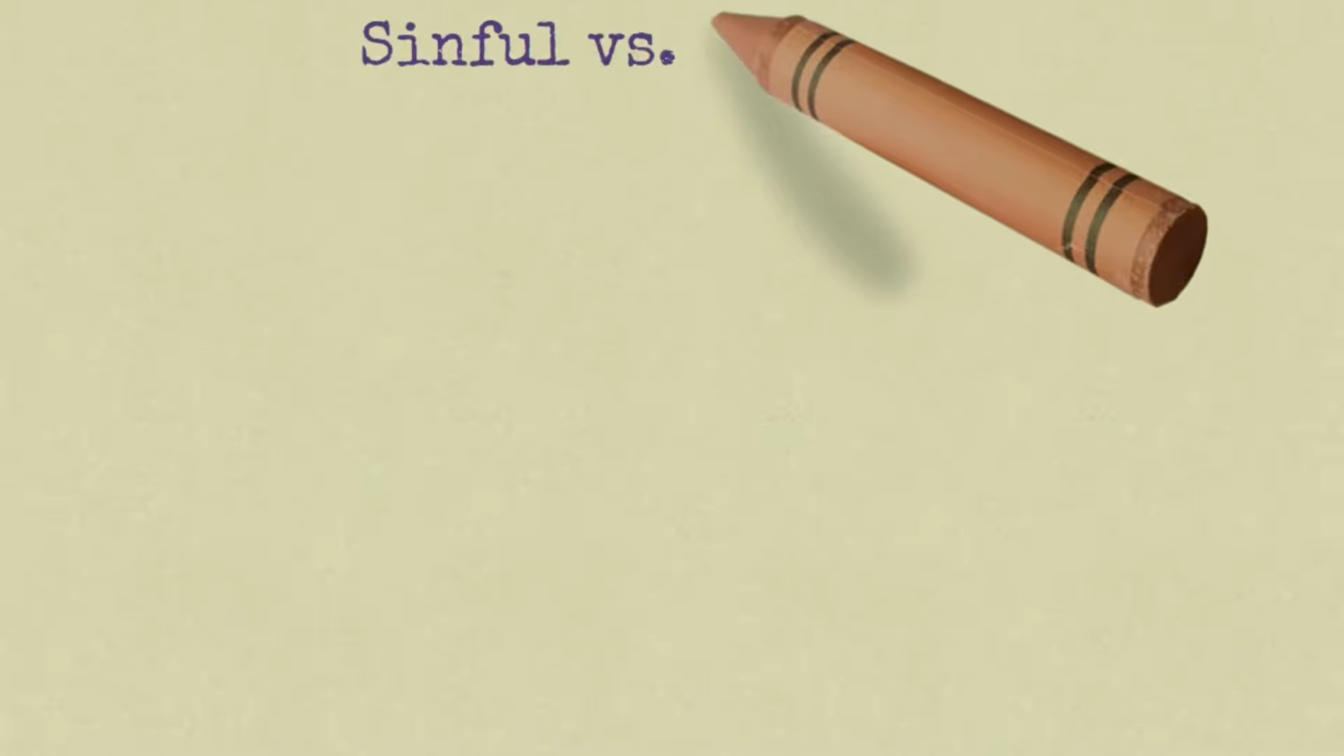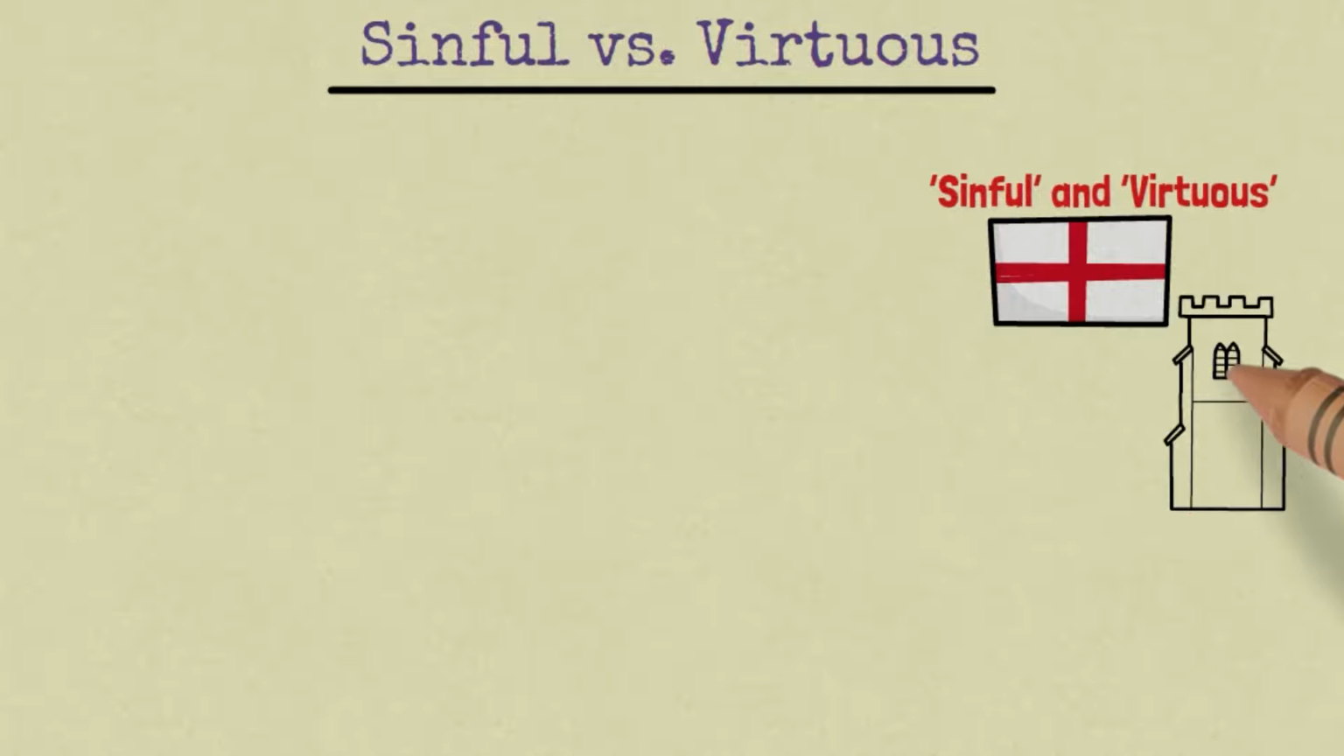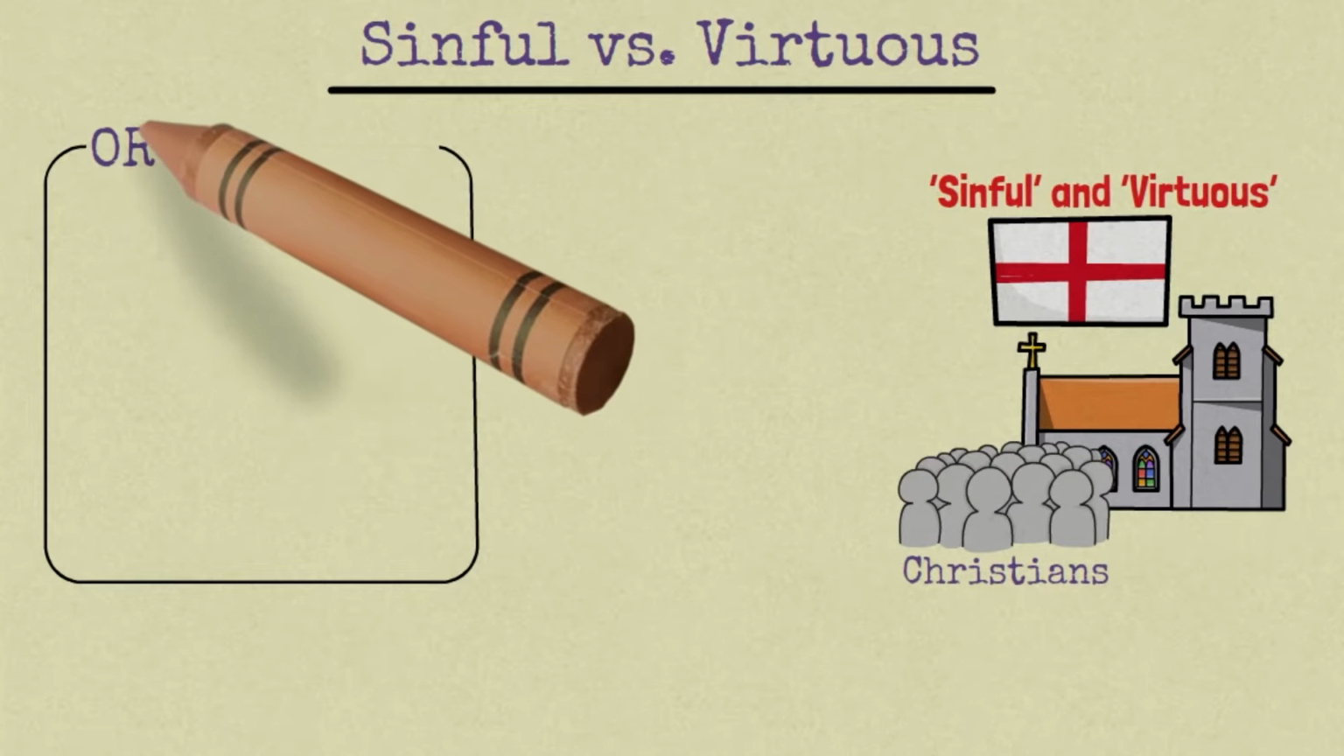From a religious context, the two sides of Jekyll and Hyde can be seen as sinful and virtuous. In Victorian England, the majority of people would have been Christians and believed in the concept of original sin.